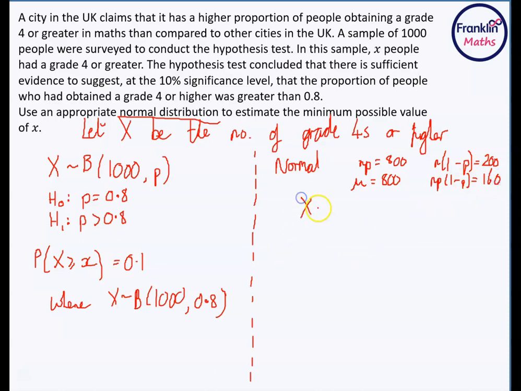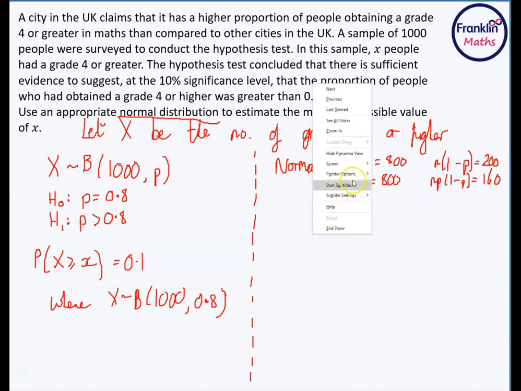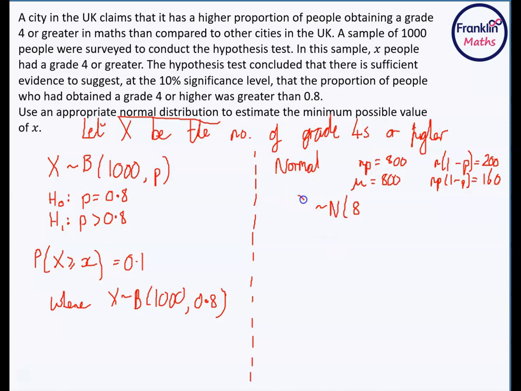So X is approximated by the normal distribution. I should have changed this to a Y actually, it's a bit naughty, let me change it to a Y. There we go. So 800, 160. We know that mu is equal to 800, and we know that sigma is equal to the square root of 160. You've got highlighters, highlight all these little bits and pieces here.